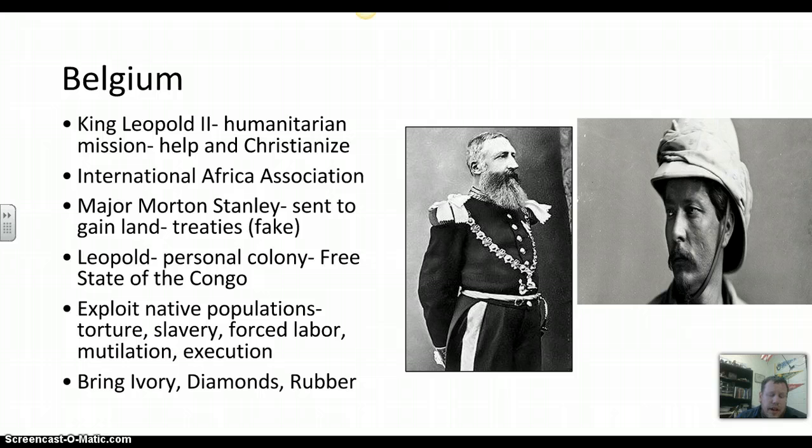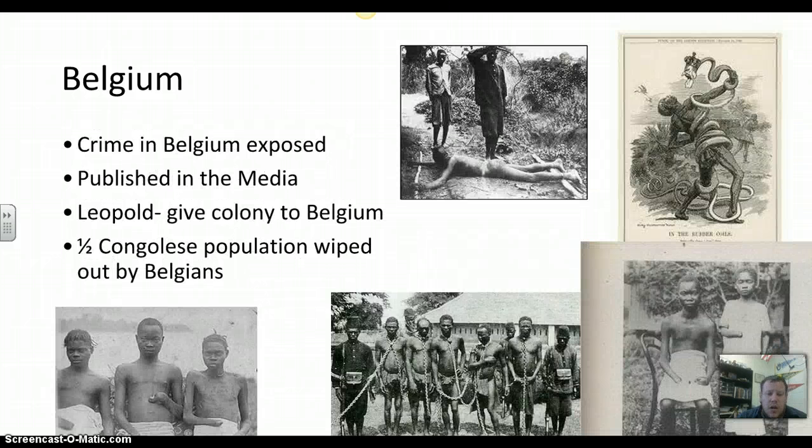Essentially, the native population had to bring a certain amount of each of those goods back, or else they got punished, whether it be through torture, through having a hand cut off, being whipped, or whatever it is. It was terrible that way. Eventually, the crime there got exposed and published in the media by newspaper writers, and Leopold had to give the colony back. But in the time he owned it in the 1800s, they think about half the Congolese population was wiped out through these actions that they performed in Belgium.